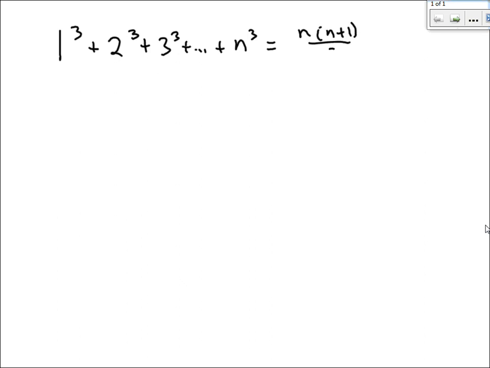Today we're going to talk about the sum of cubes. 1 cube plus 2 cube plus 3 cube all the way up to plus n cube. And I maintain that this is n times n plus 1 over 2. That happens to be the formula for the sum of 1 plus 2 plus 3 up to n. But then we square it.